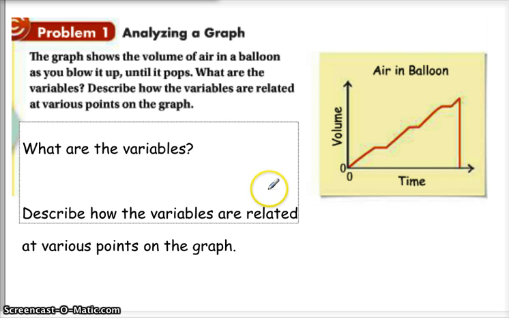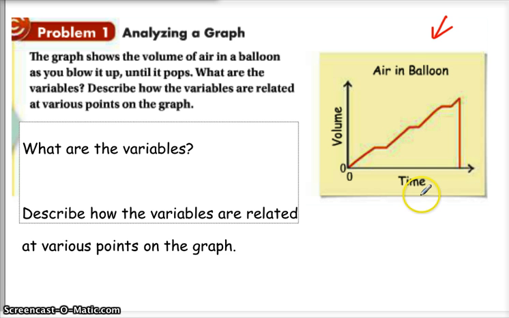Okay, turn to the next page. In problem 1, we're analyzing the following graph. The graph shows the volume of air in a balloon as you blow it up until it pops. What are the variables? And then describe how the variables are related at various points on the graph. Okay, what are the variables?